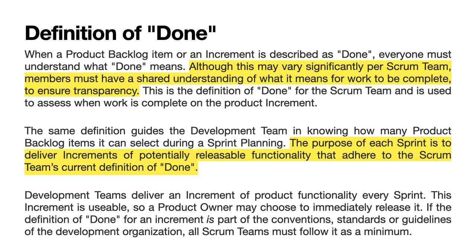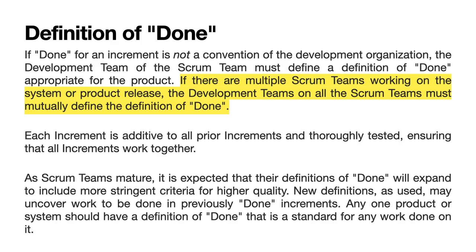If the definition of done for an increment is part of the conventions, standards or guidelines of the development organization, all Scrum teams must follow it as a minimum. If done for an increment is not a convention of the development organization, the development team of the Scrum team must define a definition of done appropriate for the product. If there are multiple Scrum teams working on the system or product release, the development teams on all the Scrum teams must mutually define the definition of done.